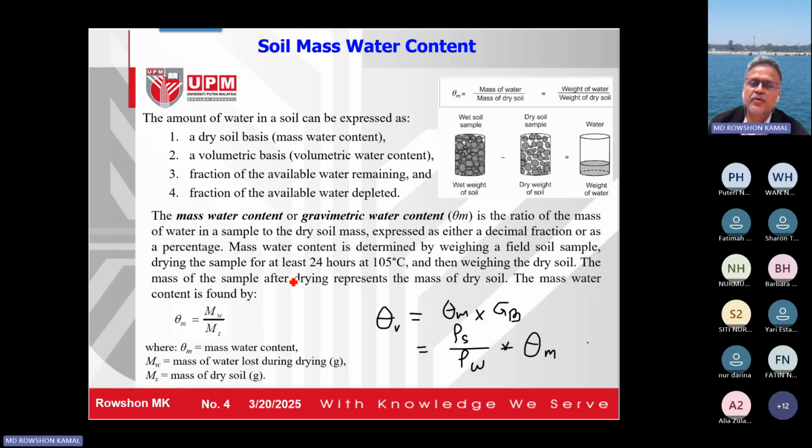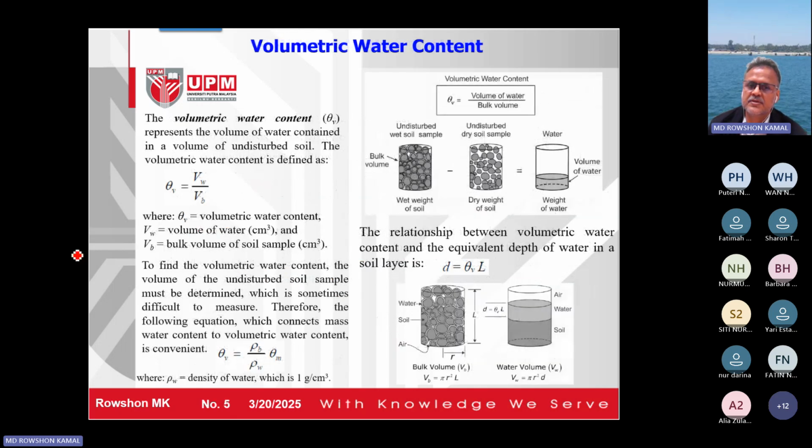And then the volumetric basis. The volumetric basis is this formula: volume of water and bulk volume. Bulk means your original sample. When you take the sample from the field, normally you know how to take the sample.